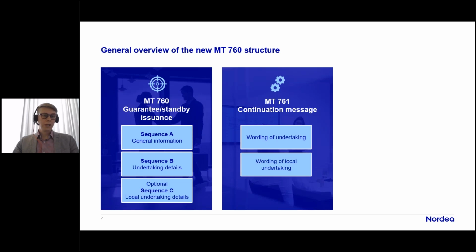If we are to issue a counter guarantee, then our counter guarantee details will be in sequence B, and then in sequence C will be the details of the guarantee that we are asking the local bank to issue. And that text can then be continued in the MT761 as well. So sequence C is only included in case we are requesting another bank to issue an undertaking. If we are only asking them to advise our guarantee, then it's only sequence A and B.